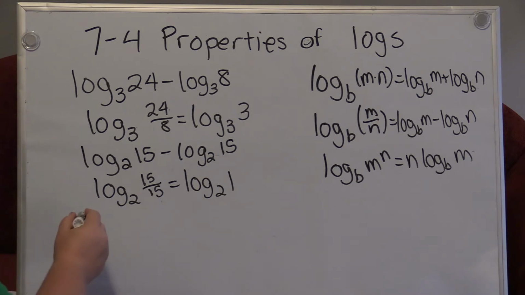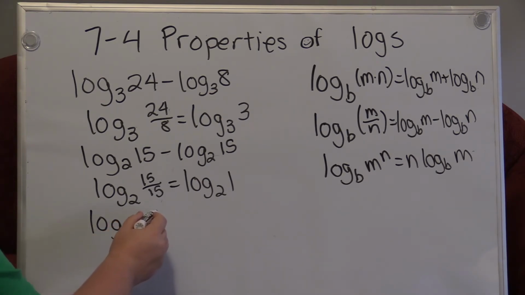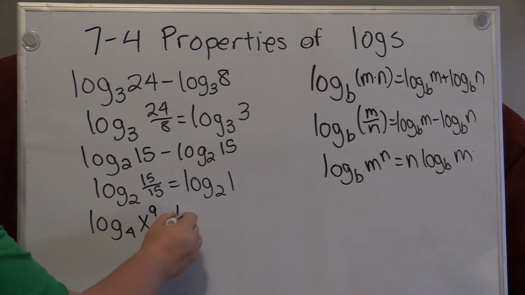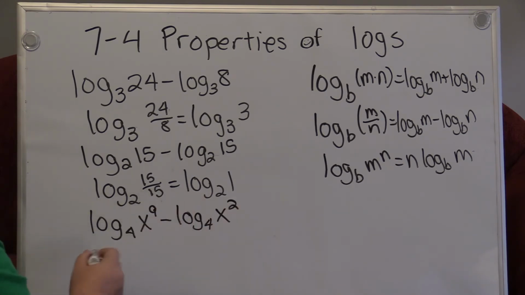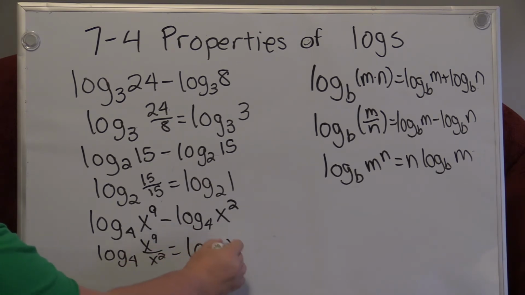Then we have the log base 4 of x to the 9th minus the log base 4 of x squared, which becomes the log base 4 of x to the 9th over x squared, which is the log base 4 of x to the 7th. So now we've gone over the product rule and the quotient rule. Now we're going to talk about the power rule.